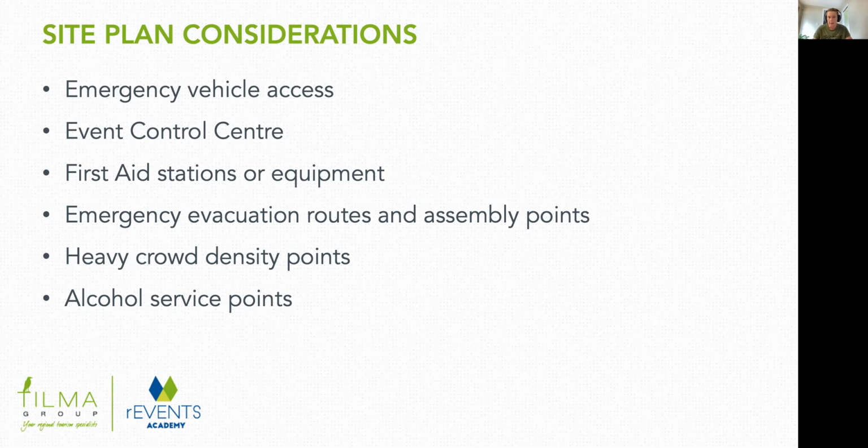You want to make sure you've got your first aid stations or any other significant first aid equipment noted on your site plan. Your evacuation routes, your assembly points. It's always good as well to note where those heavy crowd density points are on your site plan. So if you've got a main stage, for example, and at certain times during the day, you're going to have 70 or 80% of your crowd in that particular area, it's always good just to highlight those areas, because that also helps you identify positioning of security, first aid, etc.